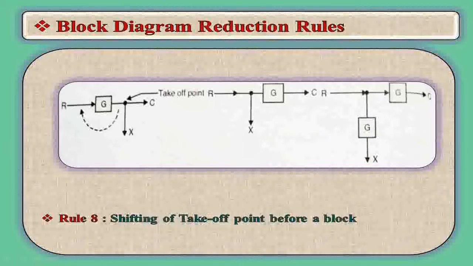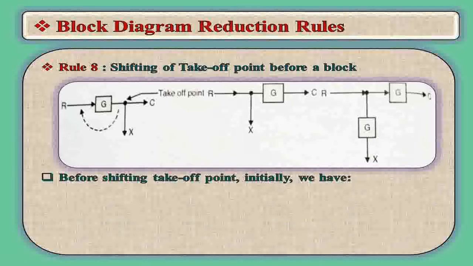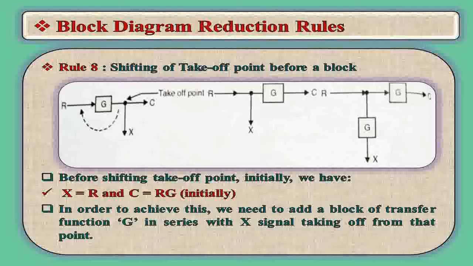Now next is rule number 8, shifting of take-off point before a block. Here we can see the basic diagram of transformation. Before shifting a take-off point, initially we have x is equal to r and c is equal to r into g. In order to achieve this, we need to add a block of transfer function g in series with x signal taking off from that point as shown in figure.